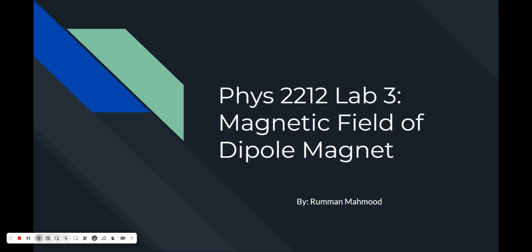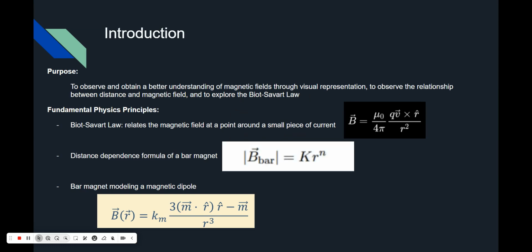My name is Rumman Mahmood, and this is my report for Lab 3. For the purpose of this lab, we are trying to observe and obtain a better understanding of magnetic fields through visual representation, to then observe the relationship between distance and magnetic field, and to explore Biot-Savart law.